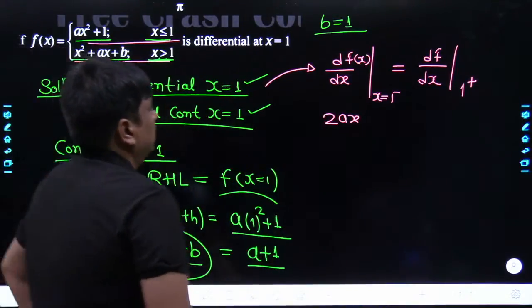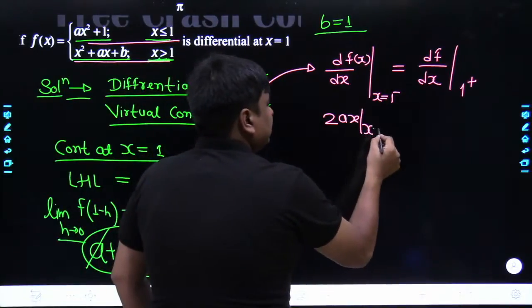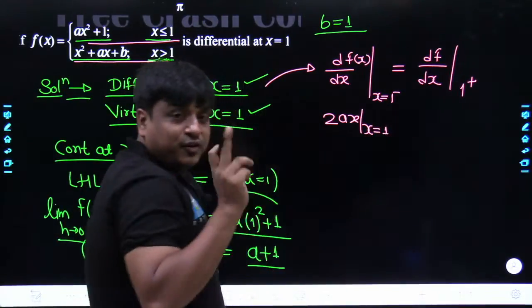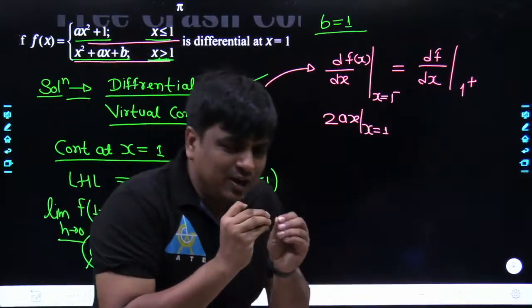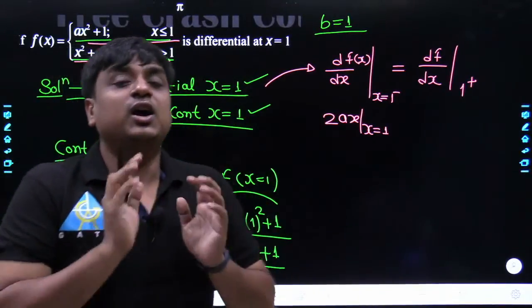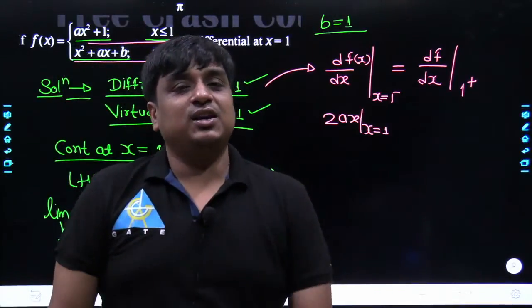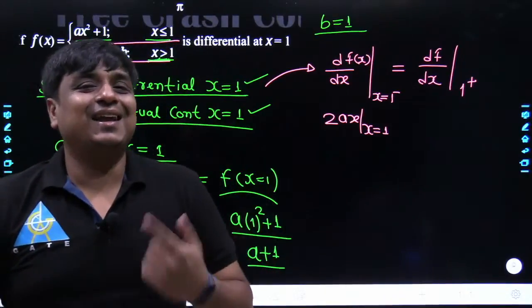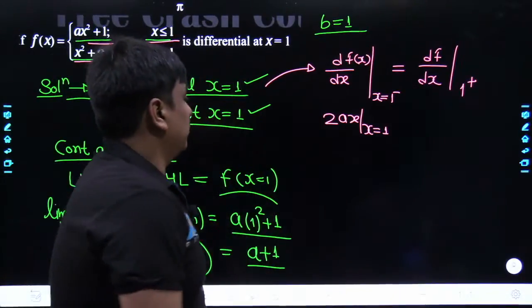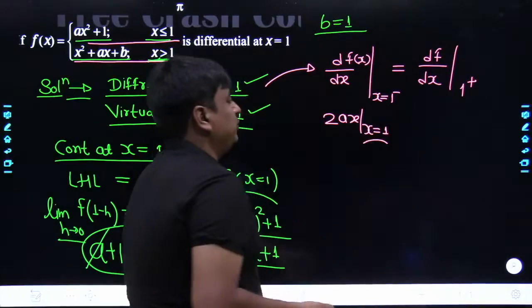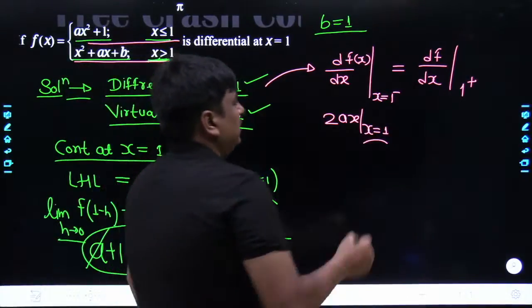Is that part clear? And here I need to feed x equals to 1 minus. Do not feed minus 1. No, 1 minus means the value is very near to 1 towards the left hand side, or I can say it's equal to 0.99999, approximately equal to 1. So at last I need to feed x equals to 1 itself.